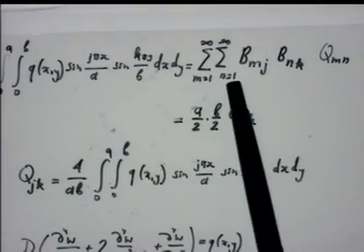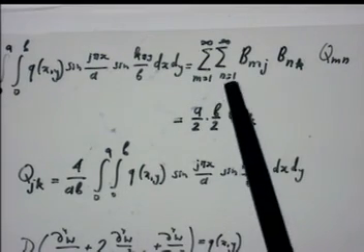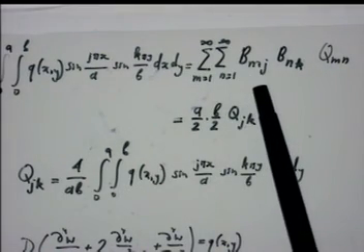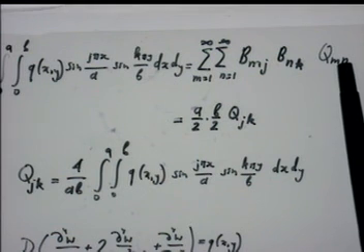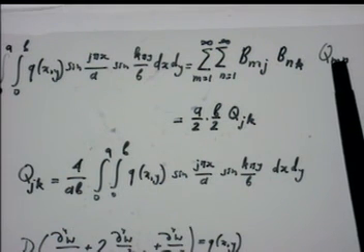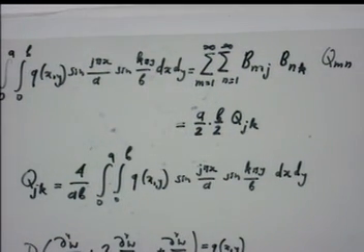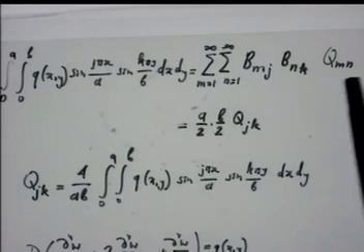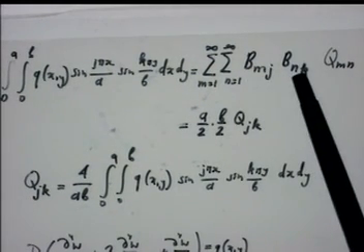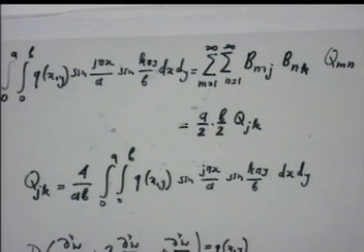Now, this is a double summation. M from 1 to infinity, n from 1 to infinity, b mj, b nk, q mn. And that is a summation. M and n take values 1, 2, 3, 4, 5, 6, 7. I'm stopping here because otherwise it will take infinite time to number all of them, and we'll be running out of recording time soon.